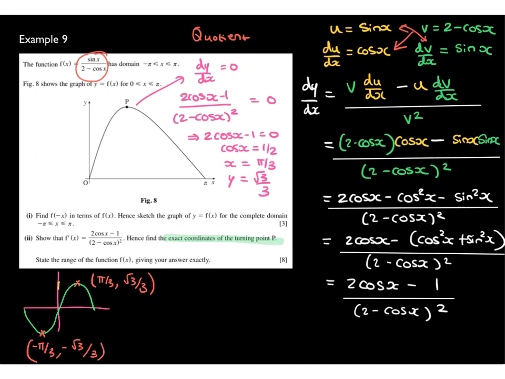Now, the range refers to the possible y coordinates, so it's clear from the graph that y can run between root 3 over 3 and negative root 3 over 3.